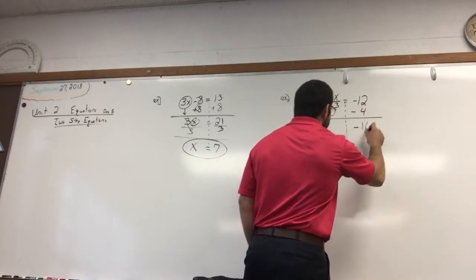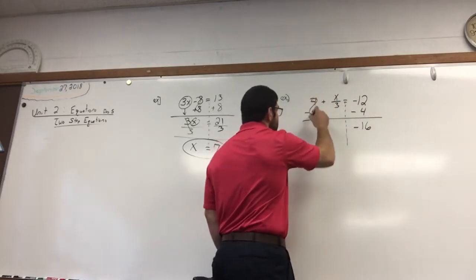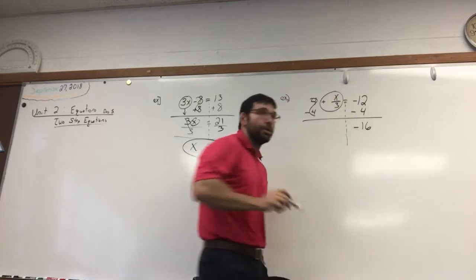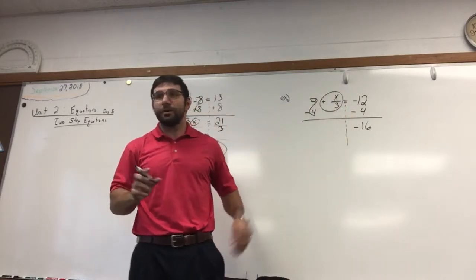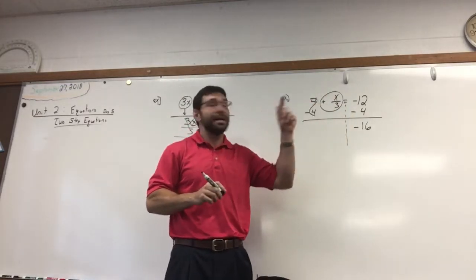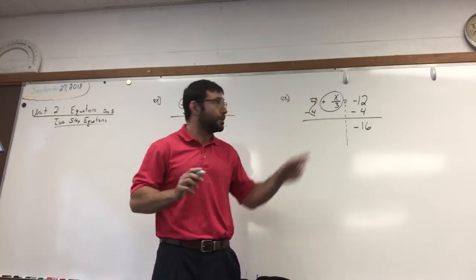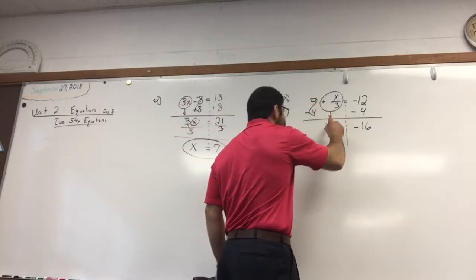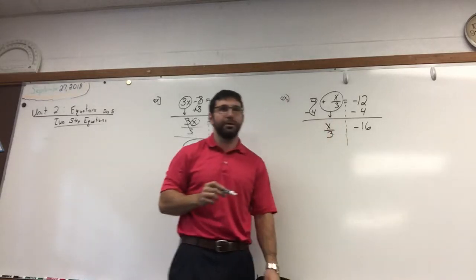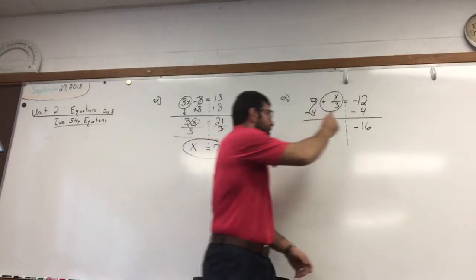Okay, let's stop right there for a second. 4 minus 4 is 0. All of this comes down. Notice, just like in combining like terms, it wasn't just the number, it was the sign and the number. So I'm bringing down a positive x over 3. Does everybody agree with that?